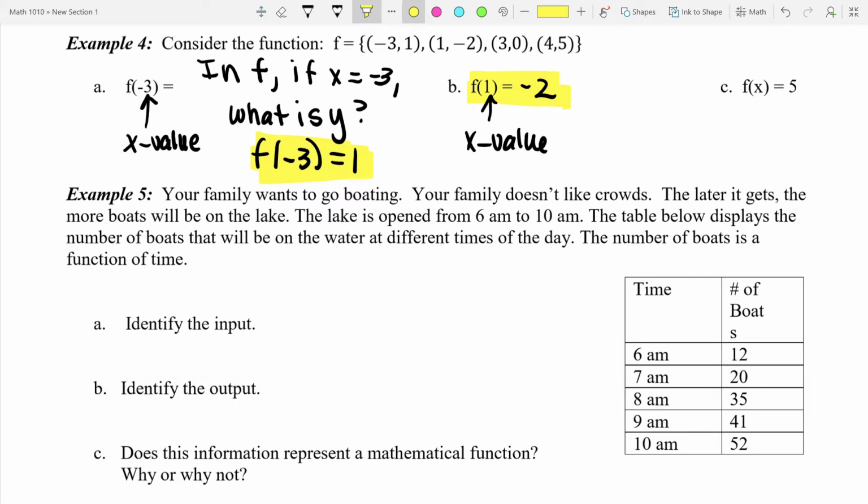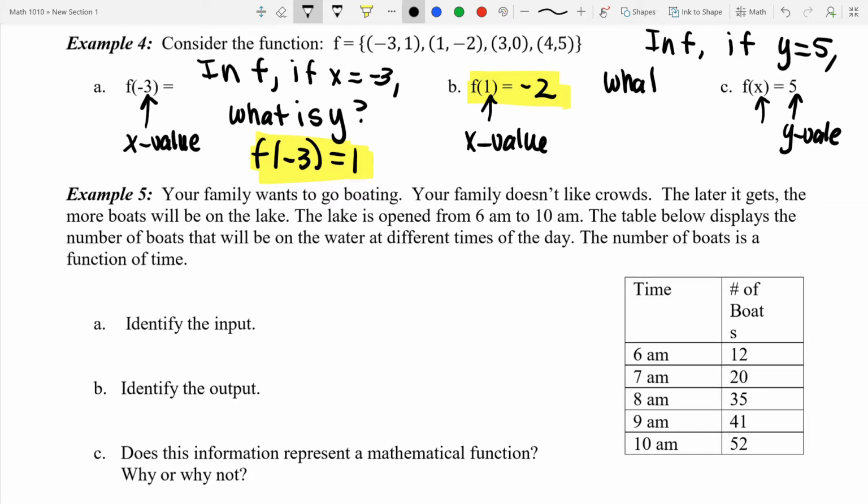Look at question C. This is different. Here's my x. So this guy must be my y value. Let's write a sentence. In f, comma, if y is equal to 5, comma, tell me what the question is. What is x? You guys are so awesome. Look at the points. Y is 5. What's x? Everybody tell me. 4. So write down x equals 4. Take your highlighter, highlight it, and you're done.